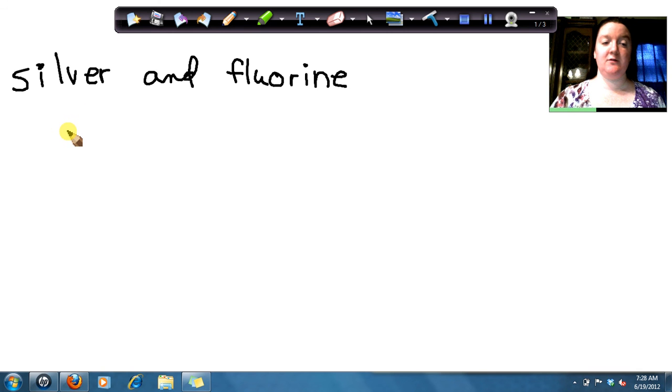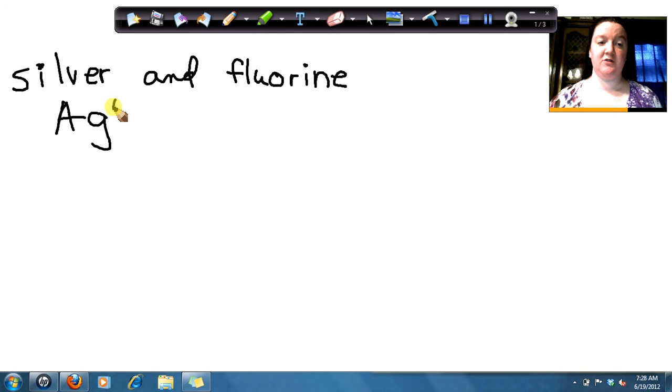If I look at silver, silver has the symbol Ag on the periodic chart, and it has a charge of +1. We're putting that together with fluorine. Now fluorine is a halogen. It has a symbol of F, and it has a -1 charge. Now conveniently we have a +1 charge and a -1 charge, so we can put those together and have AgF. Remember to capitalize the appropriate things.